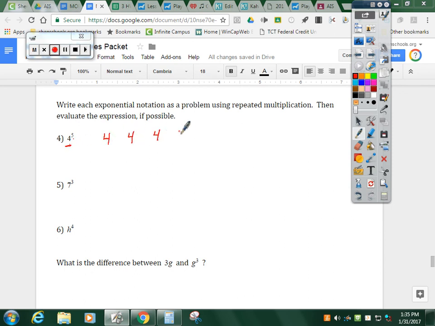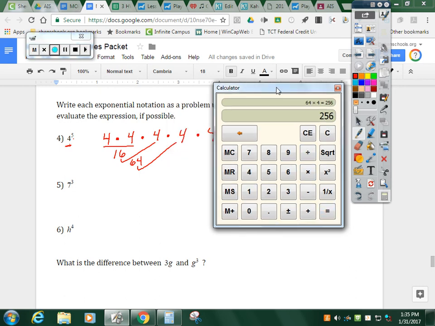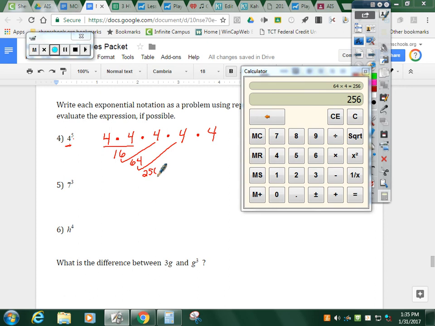I always do that first. And I know this is an exponent. Exponents are repeated multiplication. You're repeating a number in multiplication. 4 times 4, 16. 16 times 4 is 64. 64 times 4, ooh, let's use our calculator. 256. Now I'm going to do 256 times my last 4. You're going to get 1,024. That is the 4 to the 5th power is evaluated to be 1,024.